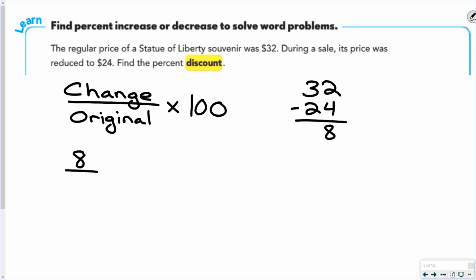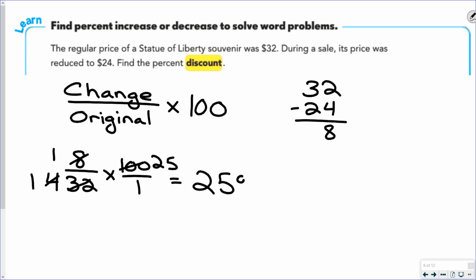The original price of the statue was $32, so that'll be our original. We're going to multiply that by 100 over 1. We could do some simplifying here. 8 and 32 can both be divided by 8, and that would give you a 1 and a 4, which would give us the fraction of 1/4, which by now we should know that 1/4 is 25%, but we could do some more simplifying. Divide both of those by 4, and we do get, in fact, 25%.